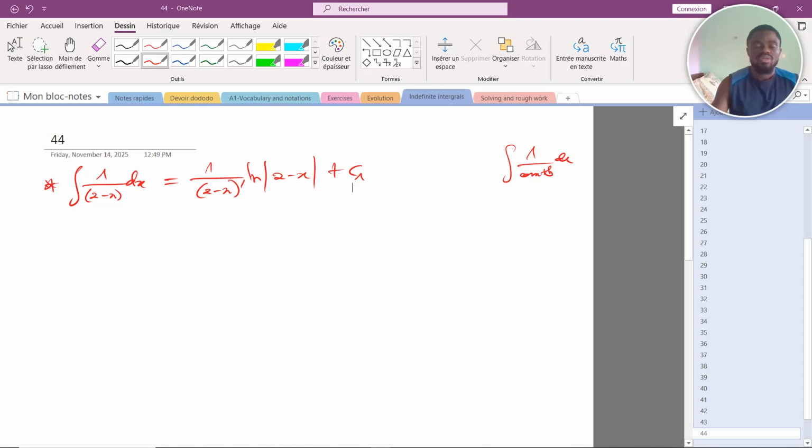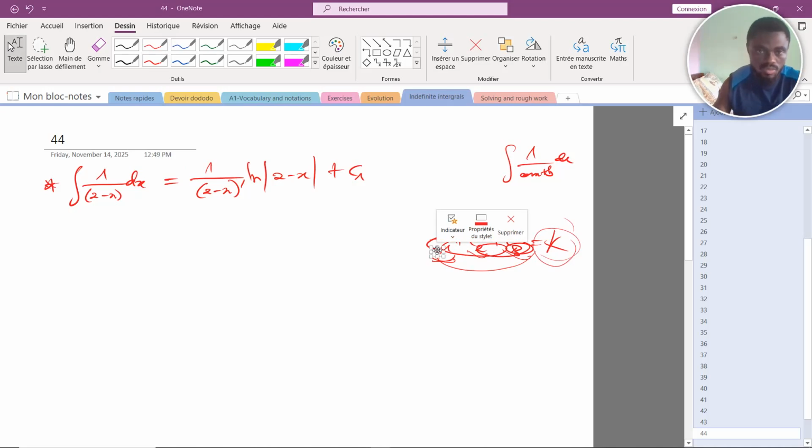We know that when I integrate all of them, their constants of integration C1 plus C2 plus C3 will add up to a general constant that I will call K. So there's no problem. I think you understand what I'm doing, because this is a constant of integration. This is a constant of integration. So all of them will add up to a general constant K. I hope you understand what I'm saying.